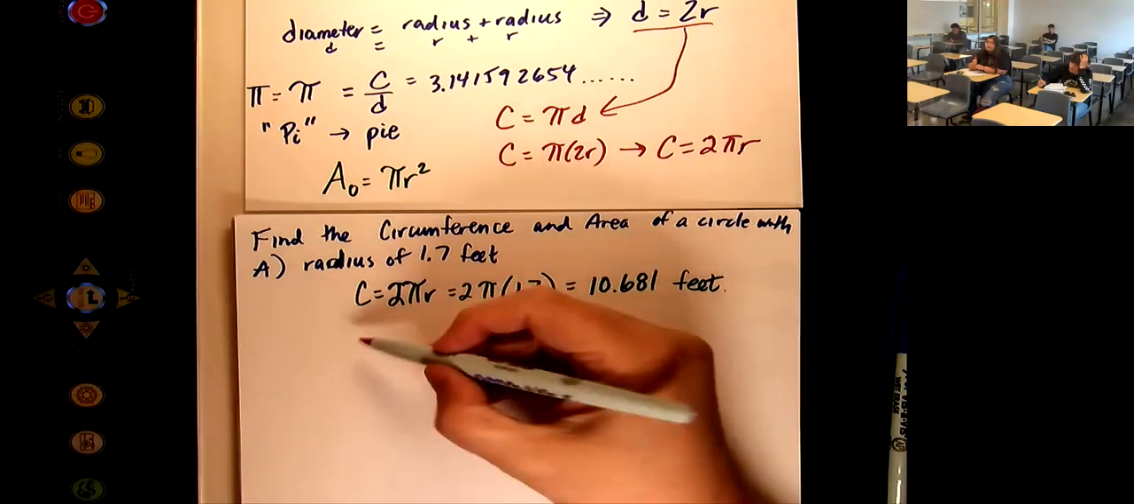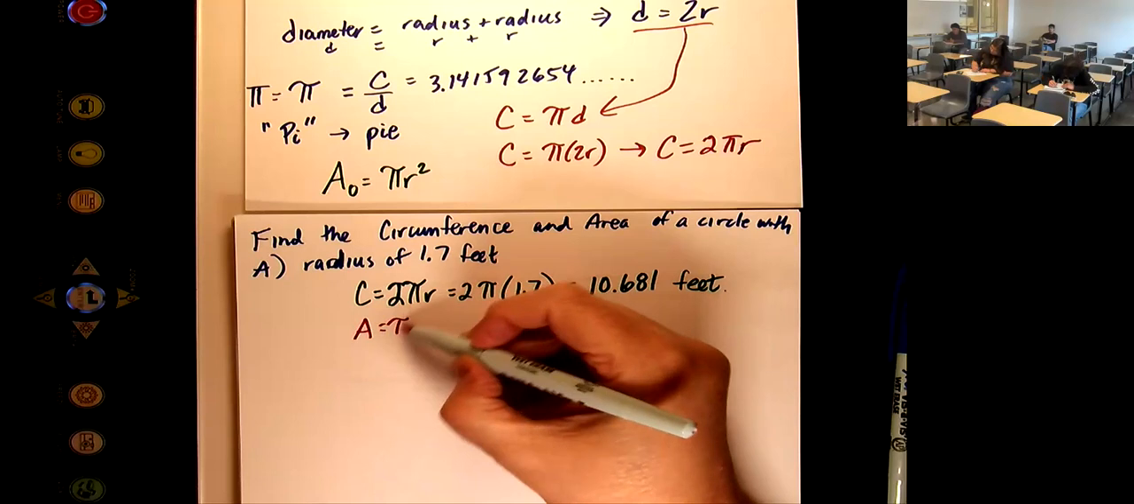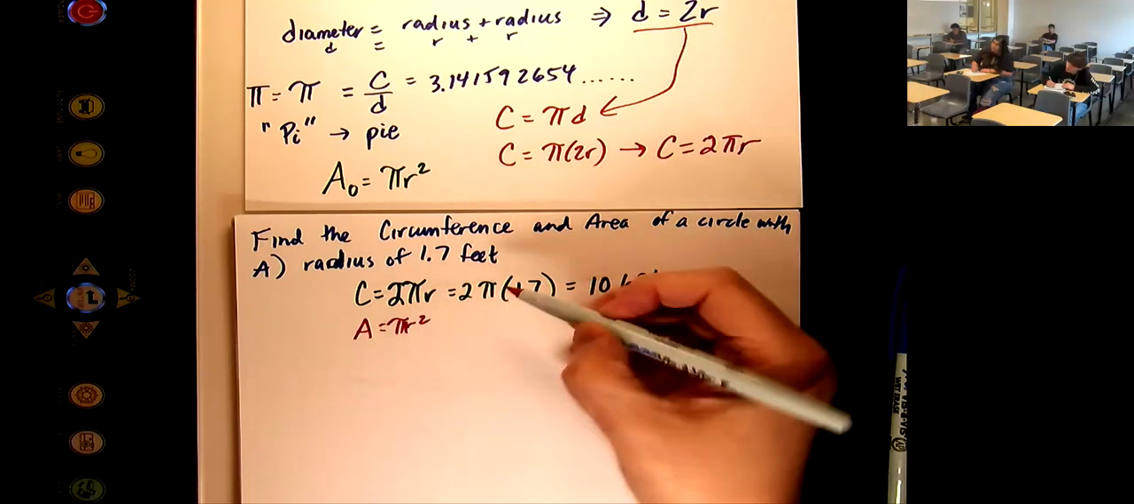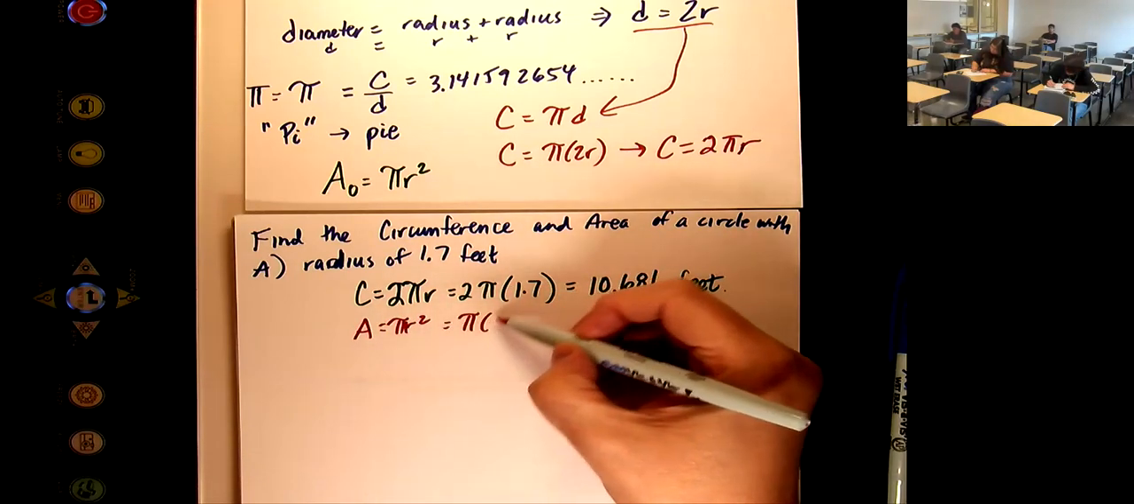The area is pi times the radius squared, which is pi times 1.7 squared.